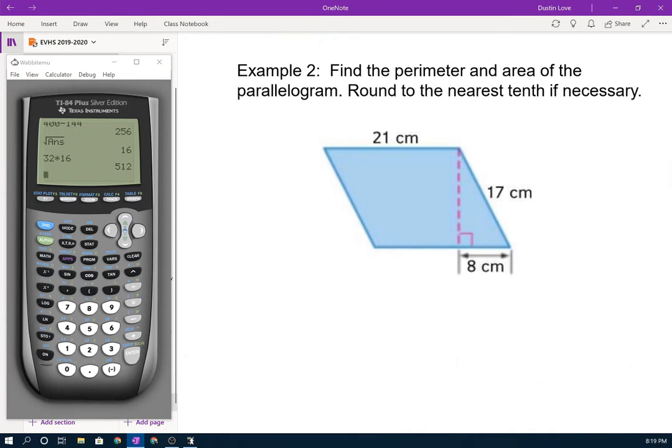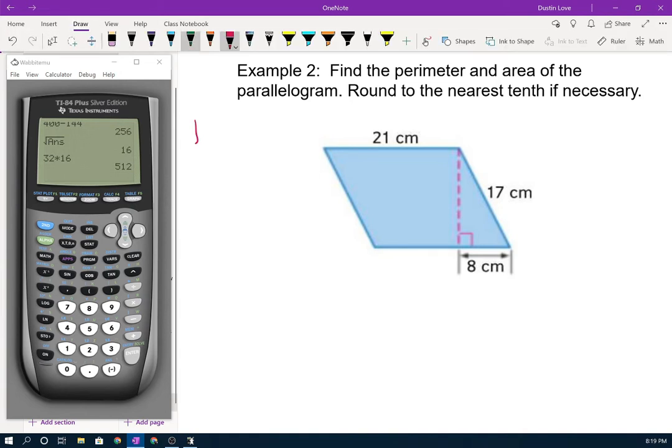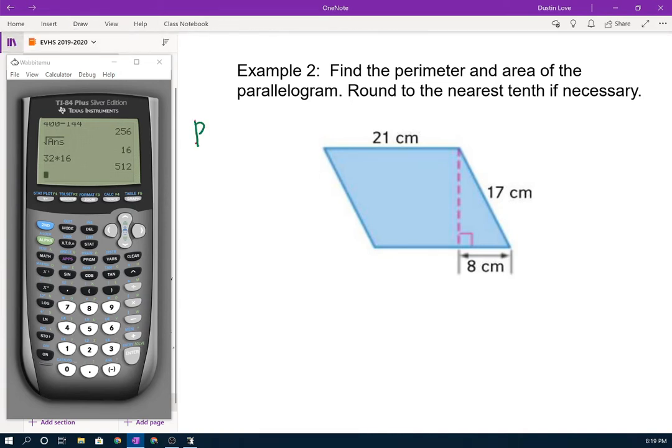All right, number 2, find the perimeter and area. Once again, let's go ahead and find our perimeter first, and I believe I was doing perimeters in green. Let's be consistent with that. So it's just 21 plus 17, and then the other side is going to be plus 21 plus 17 as well. Opposite sides are equal. So 21 plus 17, multiply that by 2, perimeter equals 76 centimeters.